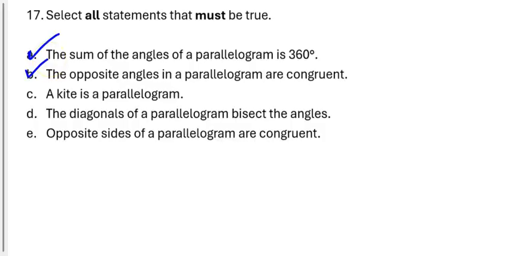A kite is a parallelogram. This is not true because a kite does not have any parallel sides. The diagonals of a parallelogram bisect the angles. This is not true. They bisect the angles of the rhombus, for example, and the square, for example, but not all parallelograms. And opposite sides of a parallelogram are congruent. This is also true. Again, we have a theorem for that. So the answer is A, B, and E.